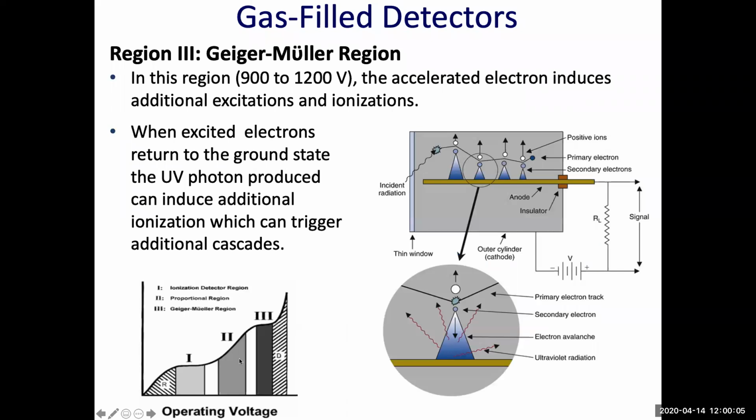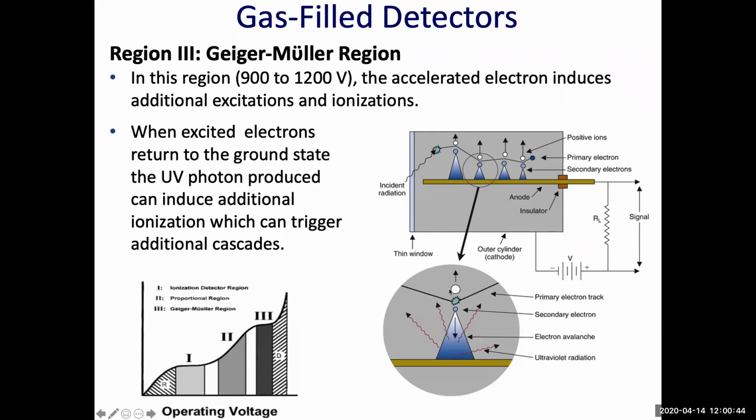The third region of the gas-filled detector is called the Geiger-Müller region. In this region, the operating voltage is so high, we are talking about 900 to 1200 volts. So the primary free electrons and secondary electrons are accelerated to very high speed. When excited electrons return to the ground state, the ultraviolet photon produced can induce additional ionization, which can trigger additional cascades. So this is the incident radiation.